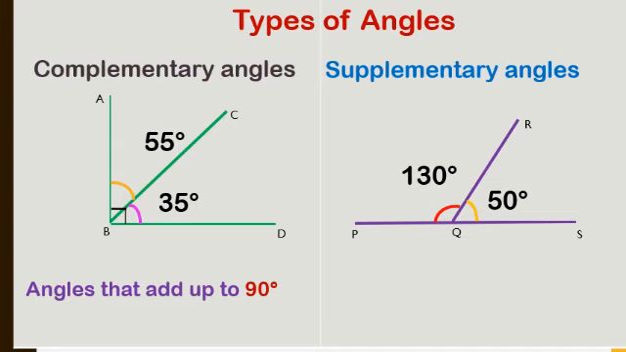Here these two angles are supplementary angles. So we can say if the sum of two angles is 180 degrees, then they are said to be supplementary angles. Angles that add up to 180 degrees are called supplementary angles.